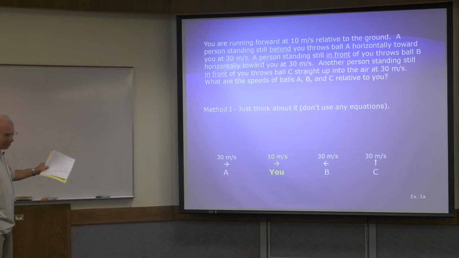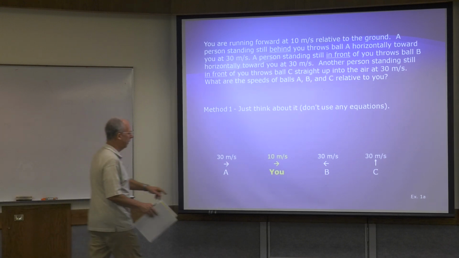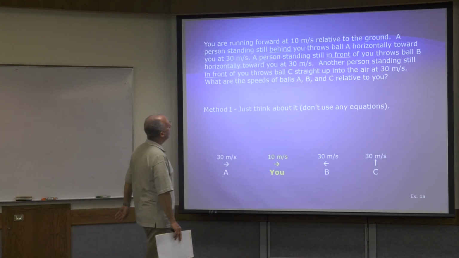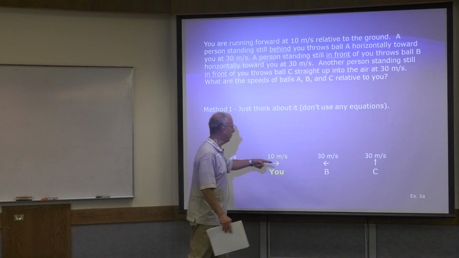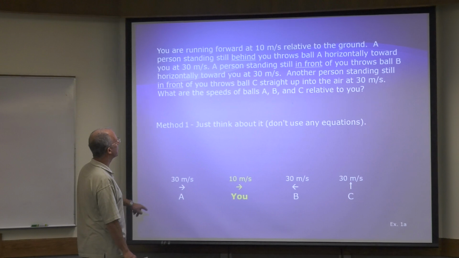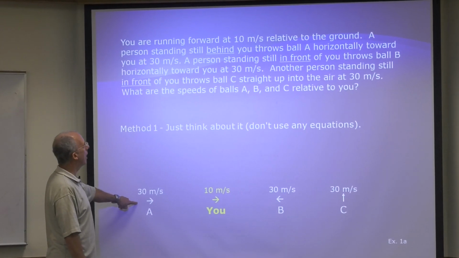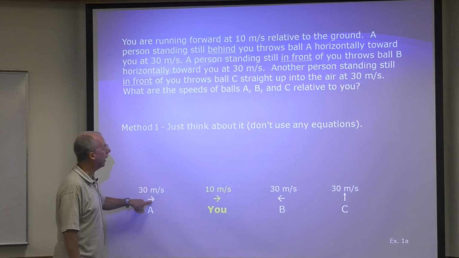Okay, this is still Physics 121. You are running forward at 10 meters per second. You're pretty fast, relative to the ground. A person standing still behind you throws ball A horizontally towards you at 30 meters per second.